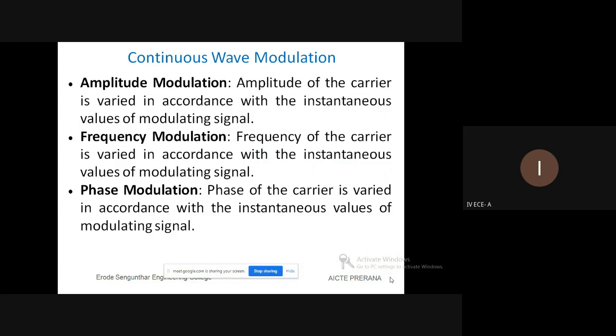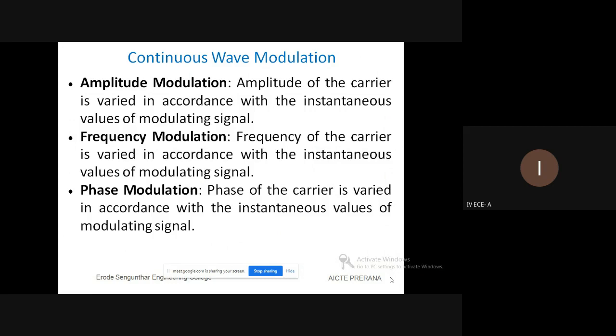In this session, we are going to discuss continuous wave modulation. Under continuous wave modulation, we have three types: amplitude modulation, frequency modulation, and phase modulation. Frequency modulation and phase modulation are grouped under angle modulation. Let us discuss the definition of these modulations.